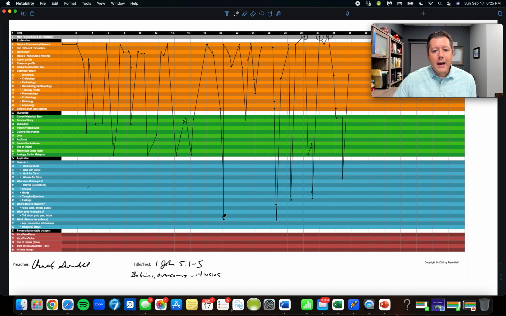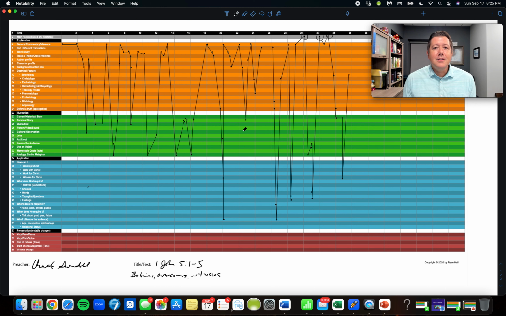He got down to application and he narrowed the audience down here and talked to certain groups of people. He also talked to people about their feelings. That's line 45. Their thoughts and questions. That's line 44. So you can see how this becomes an EKG. How did the preacher explain the text, illustrate it, apply it, and how did that flow through time? And you can see how reading a sermon map is not very hard. You can tell exactly what the preacher did dot by dot just by looking through this sermon map.